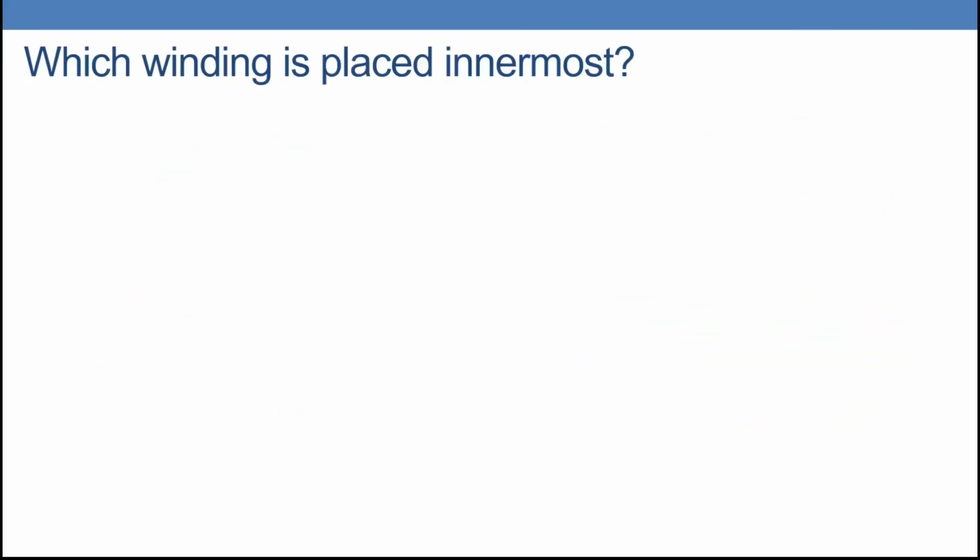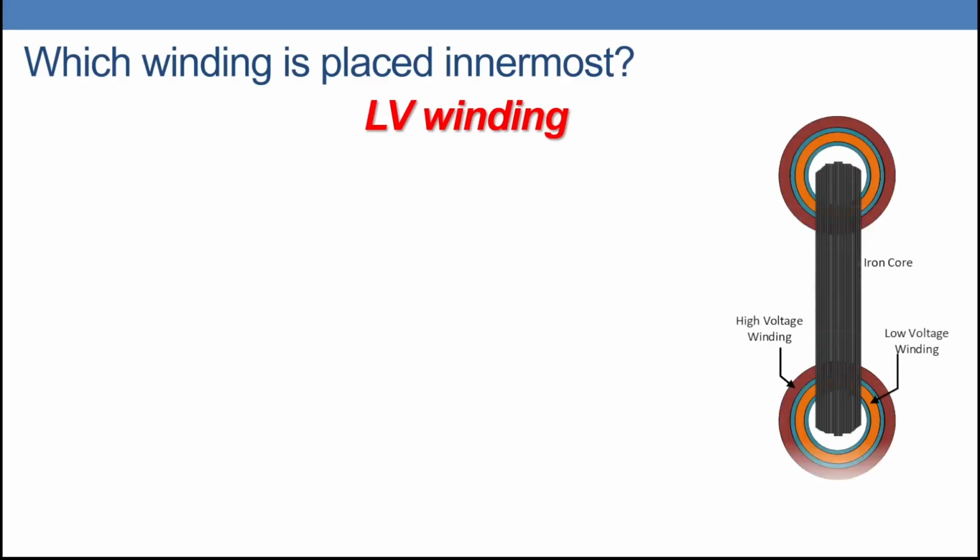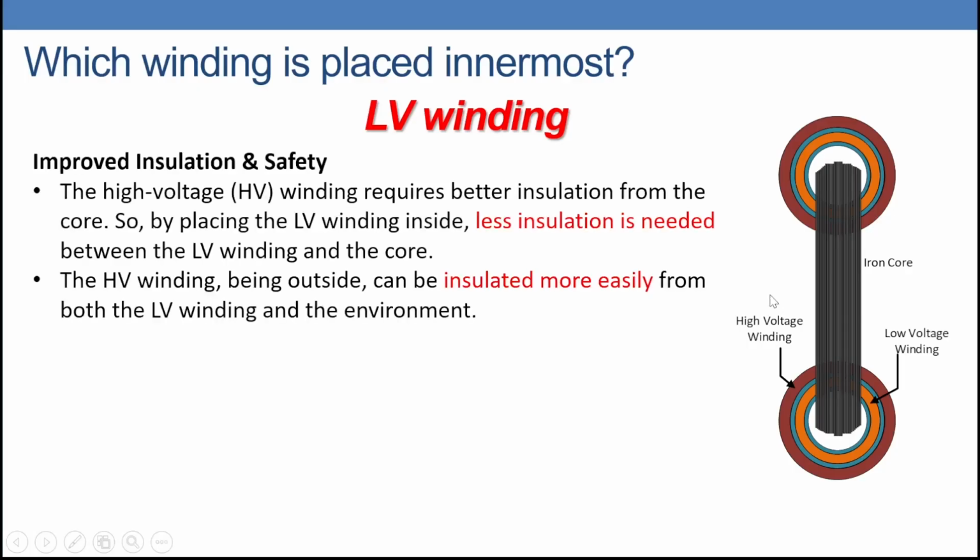Second question: which winding is placed innermost or close to the core? The answer is the low voltage winding. So the low voltage winding could be the primary or secondary. It doesn't make any difference now. So the primary could be the low voltage or the secondary could be the low voltage. But the question is why the low voltage should be close to the core? The answer is improved insulation and safety.